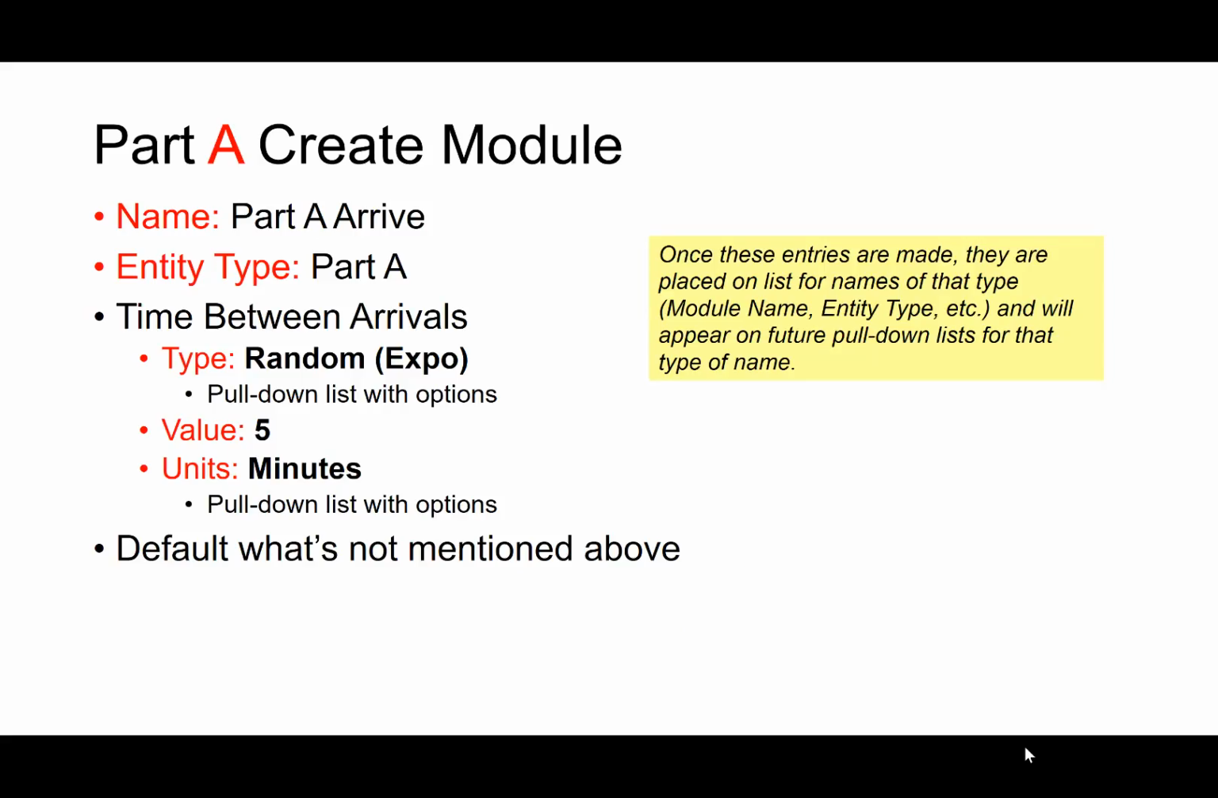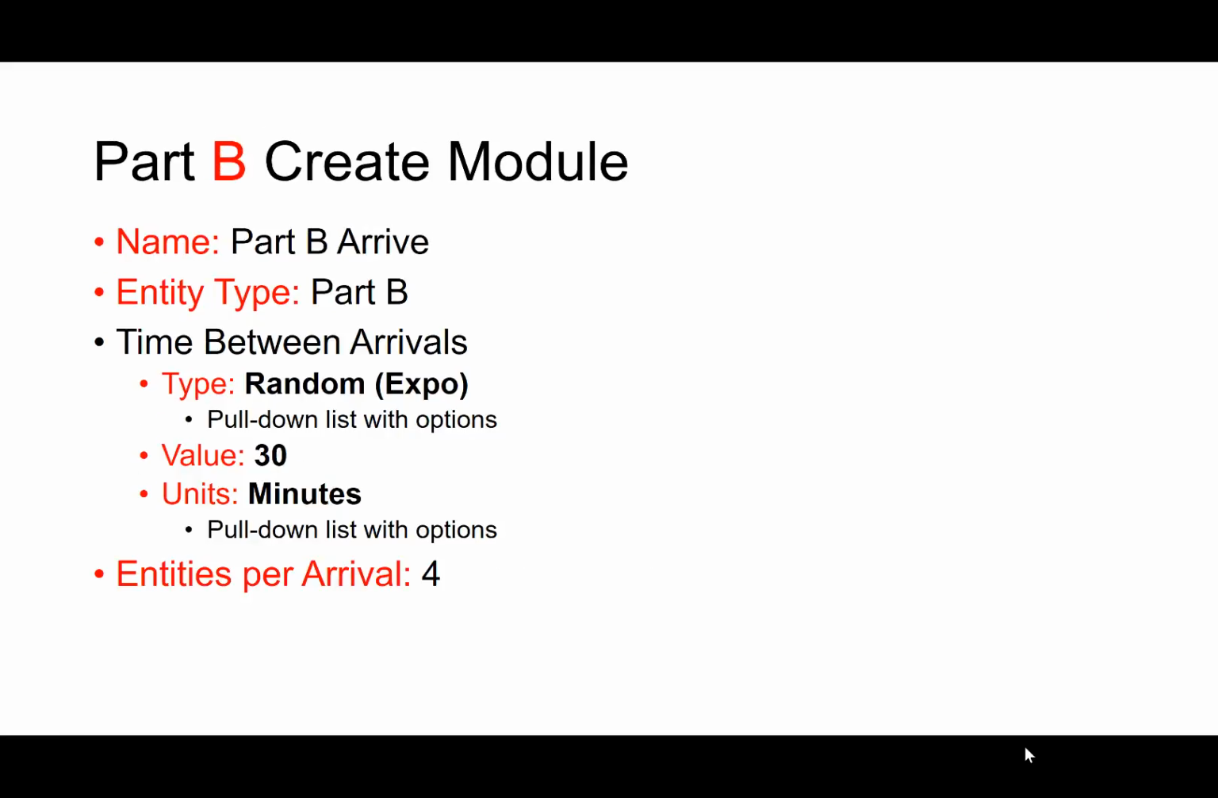So the Part A create module, name it Part A arrive with an entity type of Part A. Time between arrivals will be random or exponential distribution with the pull-down list for 5 minutes. And then default everything else that's not included here.